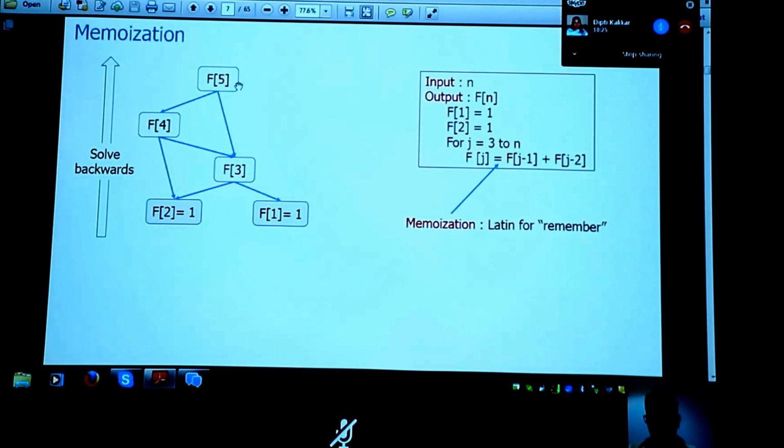So that's about the Fibonacci sequence. We have written this program already, but we are just reinterpreting it. Any questions so far?